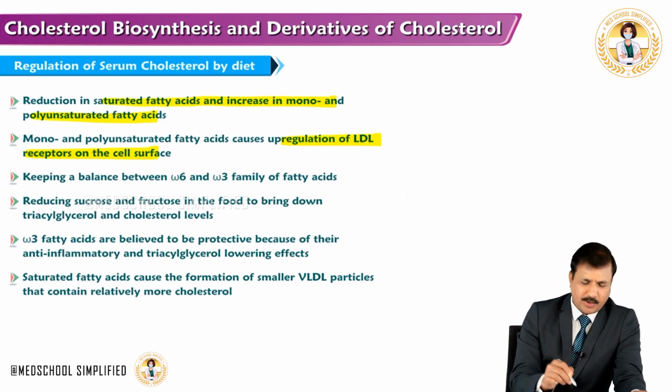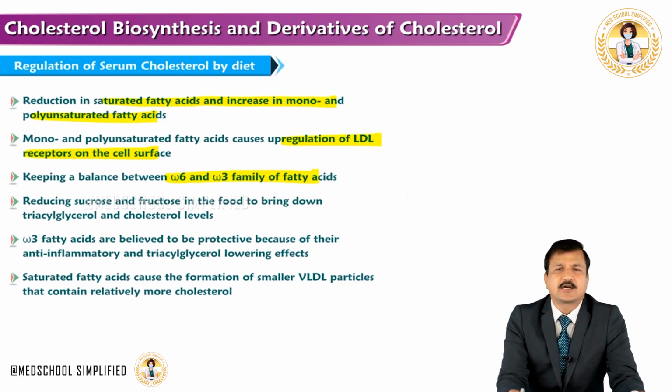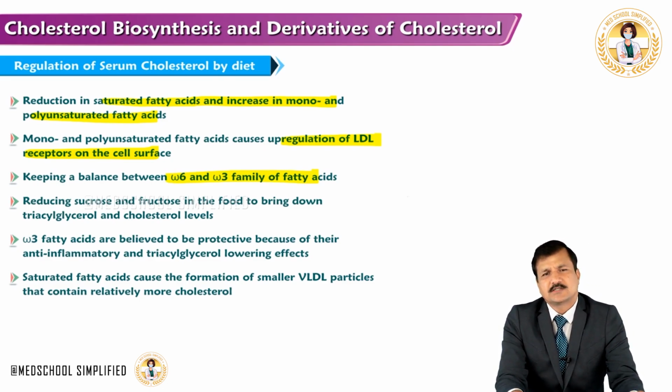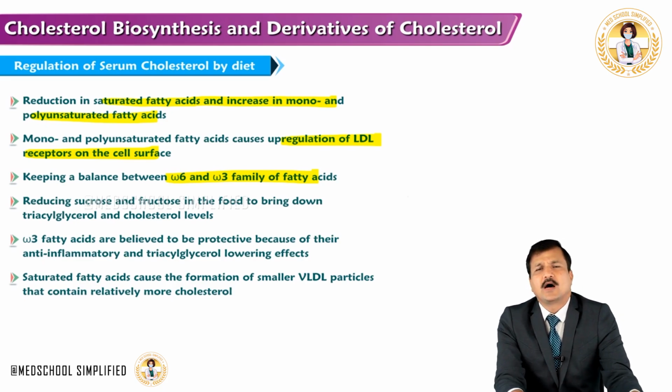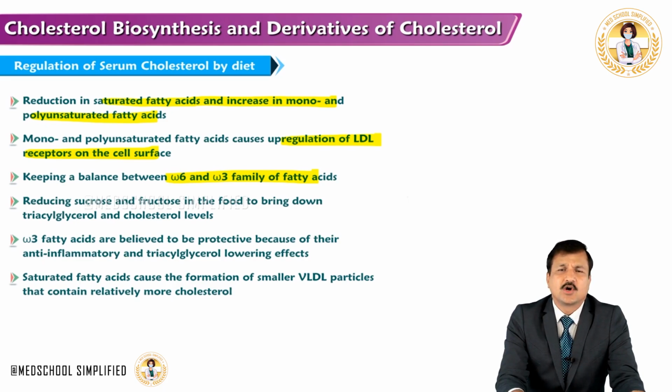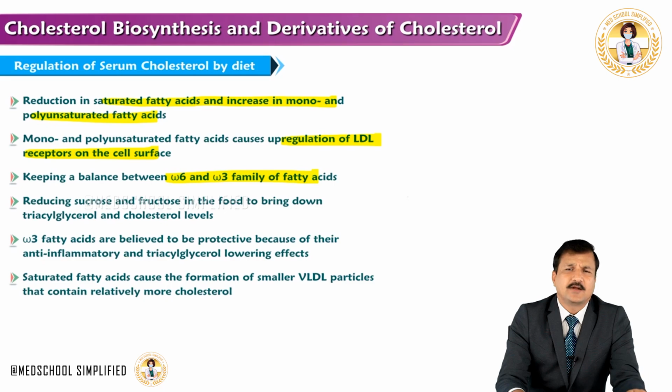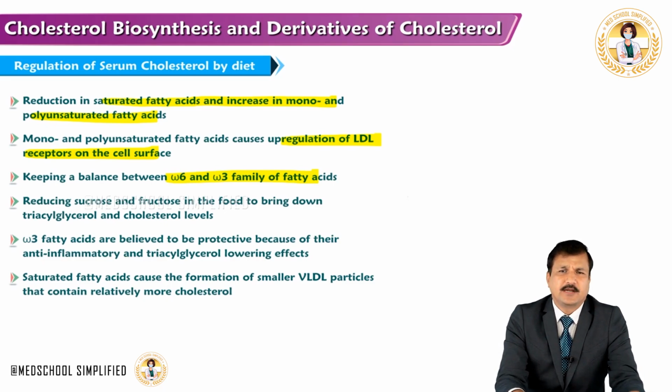And also it is important to keep a balance between the omega-6 and omega-3 families of fatty acids, because the omega-3 family of fatty acids will eventually be converted into eicosapentaenoic acid and docosahexaenoic acid. They will form anti-inflammatory, cytoprotective molecules compared to the omega-6 family, which will make arachidonic acid, and that will produce pro-inflammatory molecules.